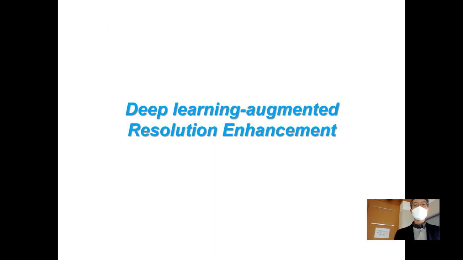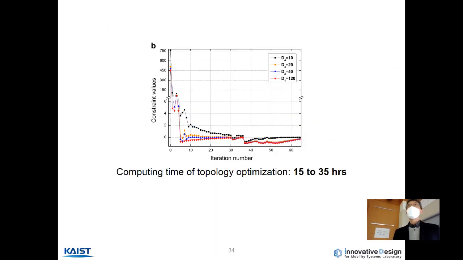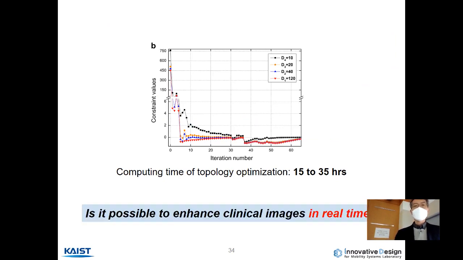Then, what's the problem of this approach? To reconstruct simply only 1 cubic centimeter trabecular region, it took on average 15 to 35 hours. It means it's useless in clinical practice. Then how is it possible to enhance this clinical image in real time?